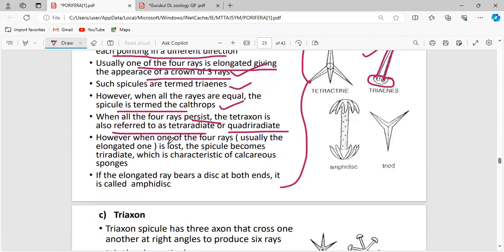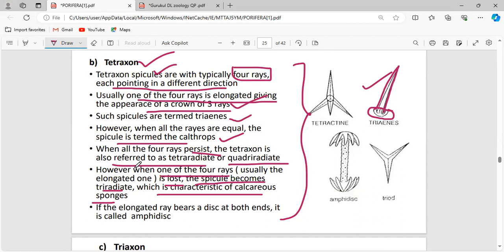However, when one of the four rays is lost, the spicules become triradiate, which is the characteristic of the calcareous sponges. If it has the four rays, then it is said to be the tetraxon. But here, when one of the four rays is lost, the spicule becomes triradiate. Then also it is considered a tetraxon, because initially it has four rays, but in the middle it has lost one of the rays. Then it is said to be triradiate, and this is the characteristic feature of the calcareous sponges.